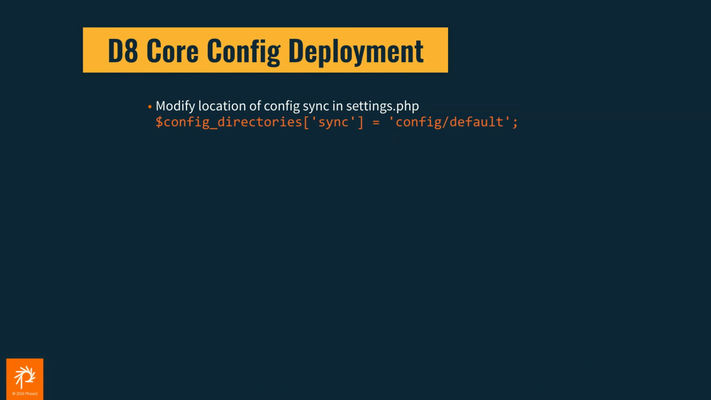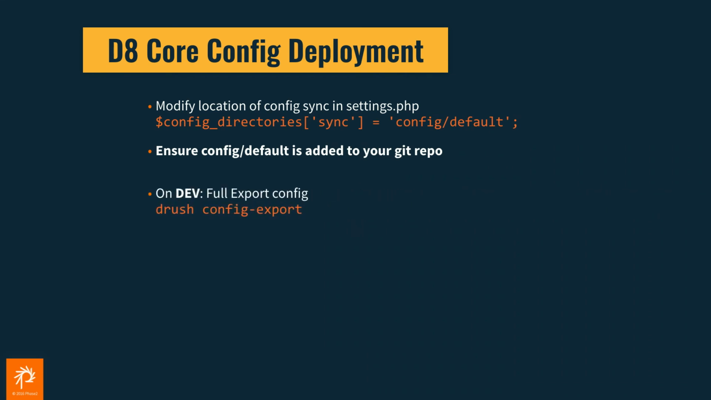So for example, you might put it in a top level config/default. And we'll talk about why default a little later. So now you add that directory to your Git repo. So you do a git add config/default. And then on your dev environment, you do your drush config export.